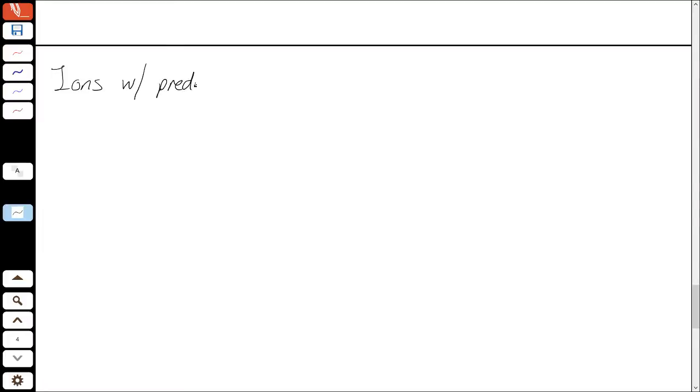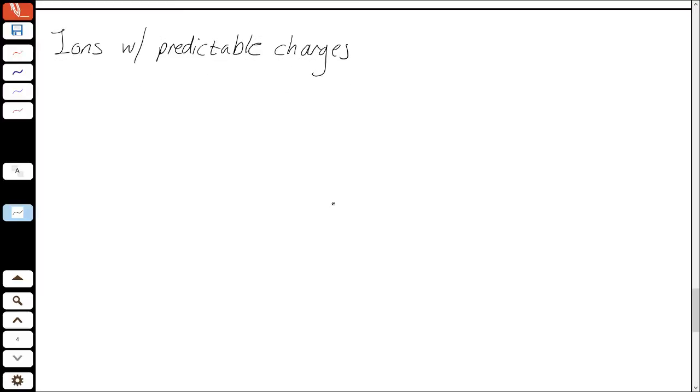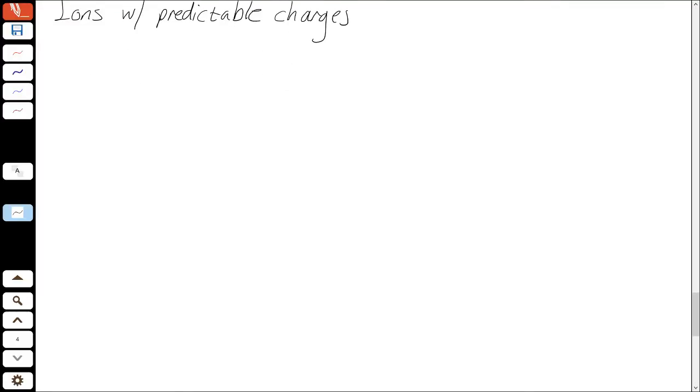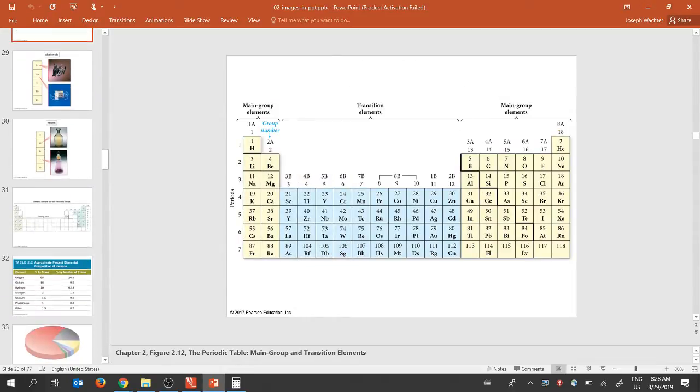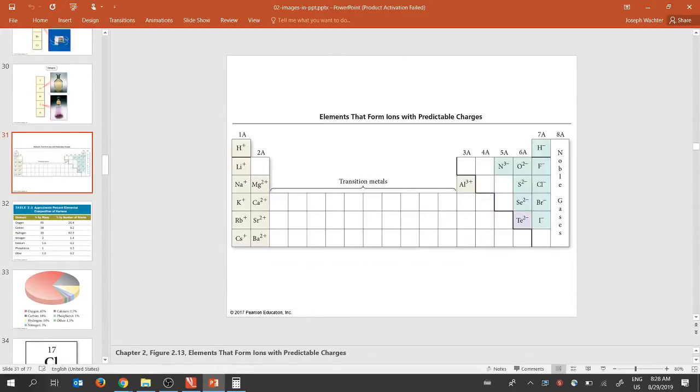The other thing we can get from the periodic table is that some ions or some elements make ions, and they generally always have the same charge. It may not be 100% of the time because there's always weird exceptions, but in general we can assume that they're the same charge. You should definitely know these, because in the next chapter we're going to talk about naming, and you'll have to know the charges of the ions for that.